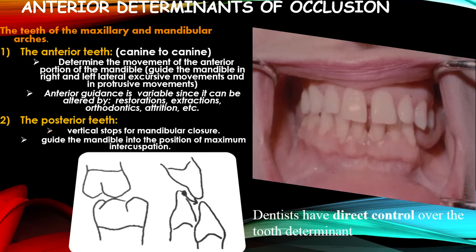These teeth are determining the movement of the anterior portion of the mandible, guiding the mandible in right and left lateral excursive movement and in protrusive movement. Anterior guidance is variable since it can be altered by restoration, extraction, orthodontics, attrition, and so on. The posterior teeth provide a vertical stop for mandibular closure and guide the mandible into the position of maximum intercuspation.